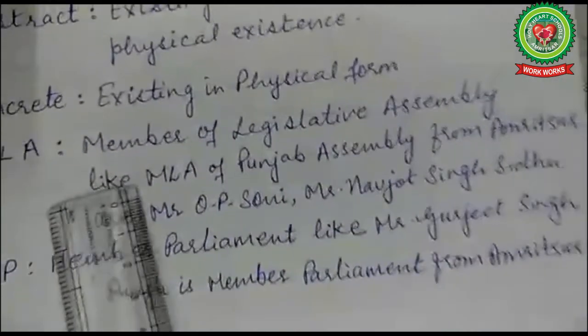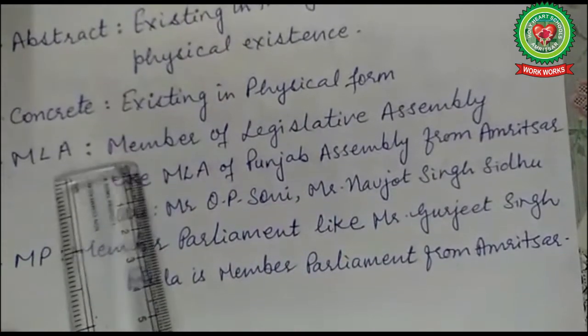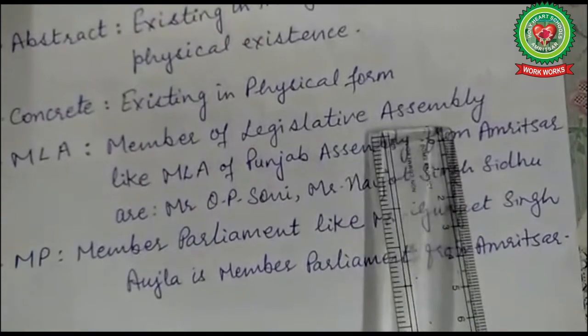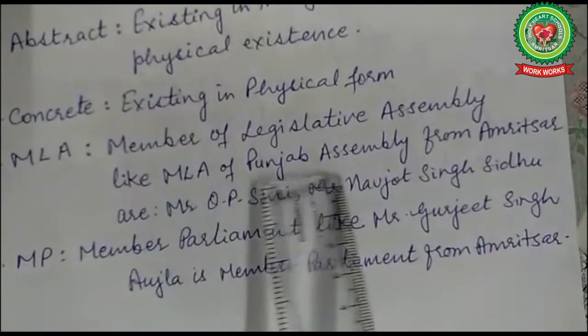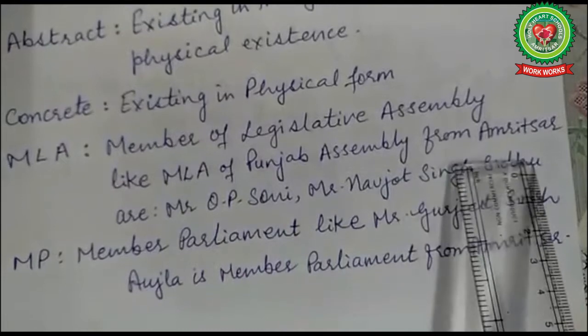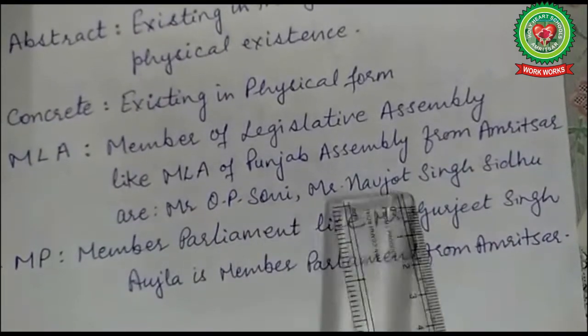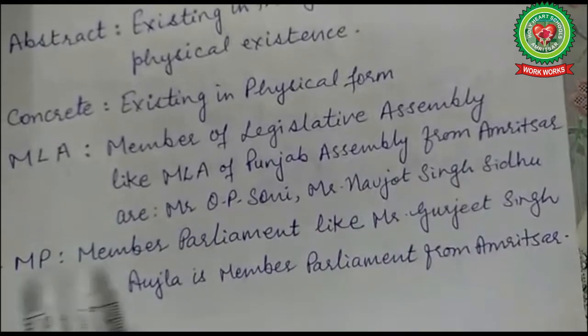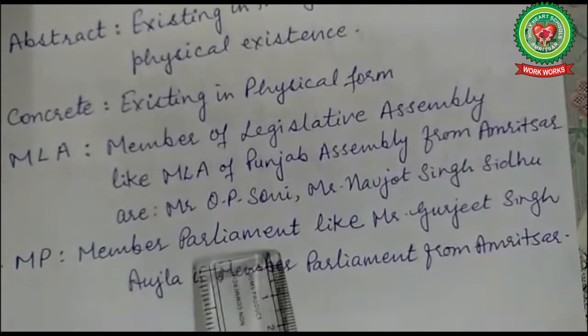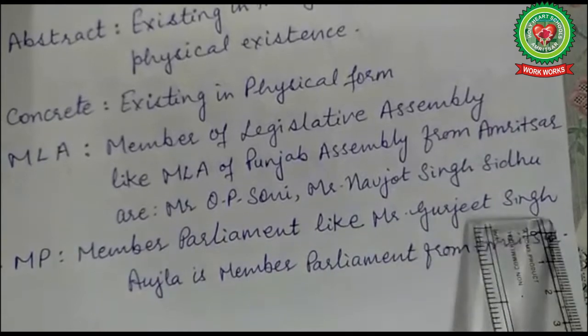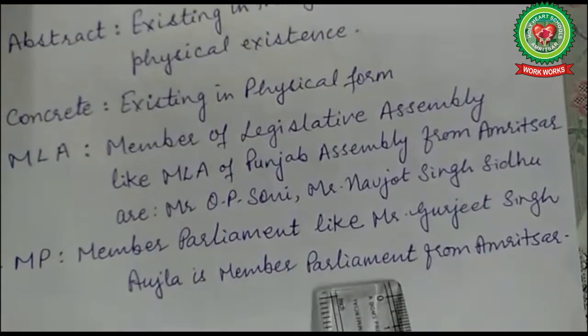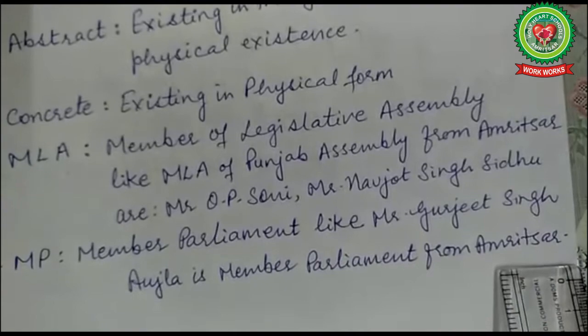MLA, its full form is Member of Legislative Assembly, like the MLAs of the Punjab Assembly from Amritsar, Mr. O.P. Soni and Mr. Navjot Singh Sidhu. MP, Member of Parliament, like Mr. Gurjeet Singh Aujla is the Member of Parliament from Amritsar.